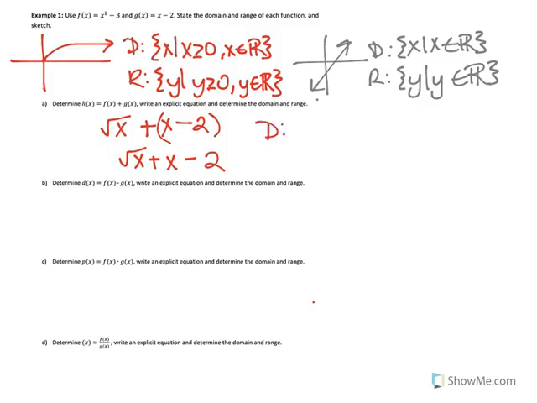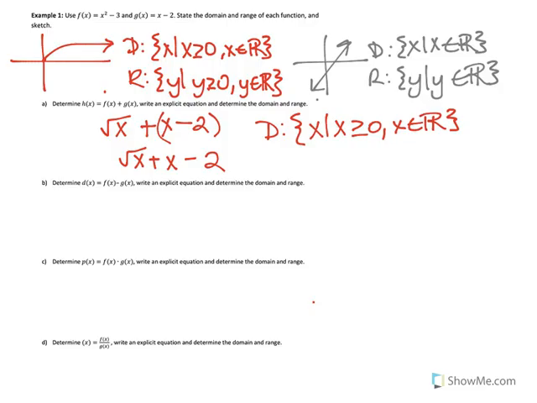Our domain, so if you think about this, if we're combining this and this, it's not going to be able to have any points past here because we don't have any points for our one function. So our domain is going to have to match this first function, so x is going to be greater than or equal to 0 for all the real numbers.